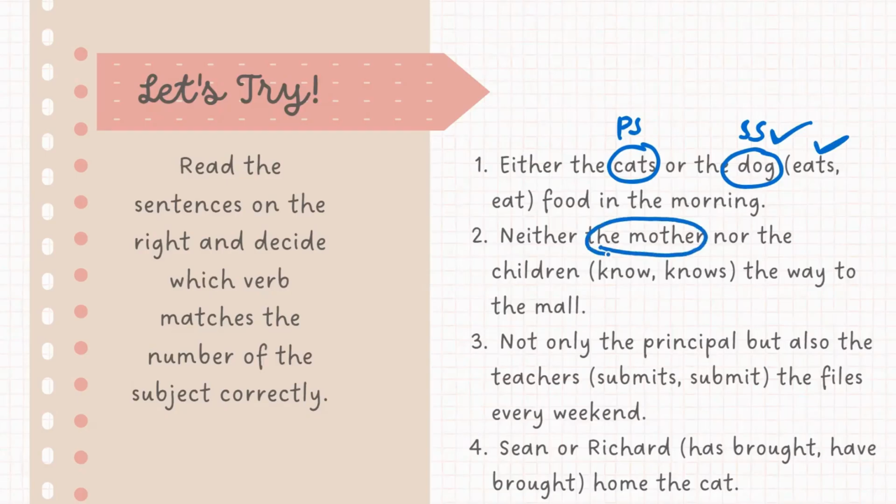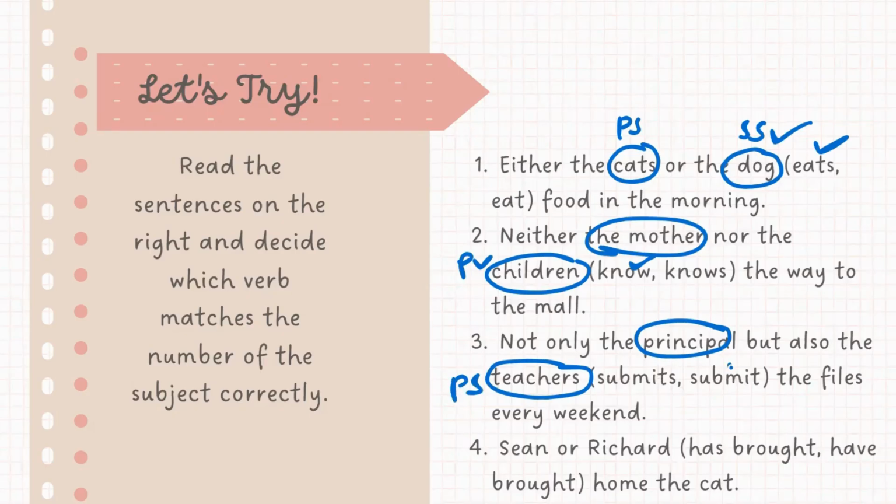Neither the mother nor the children know or knows the way to the mall. The closest subject to the verb is children, which is in plural form. So I will be choosing a plural verb, which is know. Not only the principal, but also the teachers submit or submits the files every weekend. Here I'm having two subjects and teachers is closer to the verb, which is a plural form of subject. So I will be choosing a plural verb, that is submit the files every weekend.